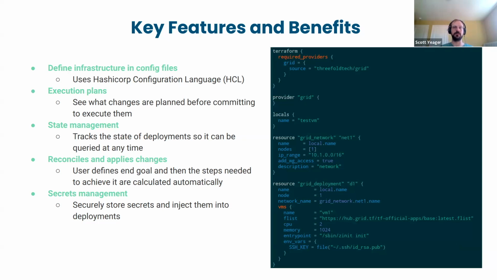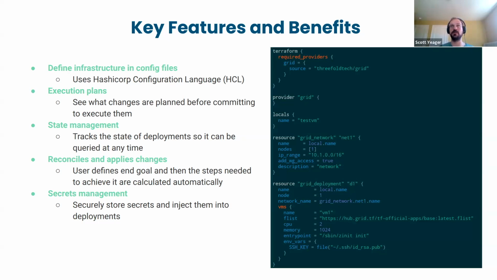And from your file, Terraform generates an execution plan that shows you what is going to happen before you actually commit to the step of doing it. There's state management, so Terraform is always keeping track of the current state of your deployment, if it's existing, if it's up, if it's destroyed, and what all the variables are that are being returned from the cloud provider, which in this case is ThreeFold, which we'll be seeing a bit more about later. If you want to make any changes, Terraform will reconcile and apply those changes. So that could be things like adding new VMs or new disks to your deployment.